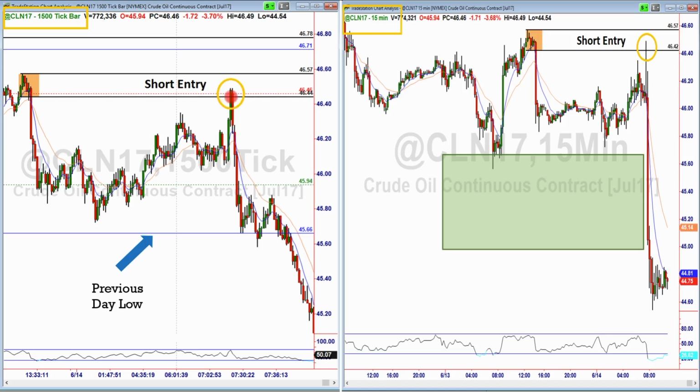The short entry was back up above 46.46, which was again corresponding with the previous close. So you can see the previous close right in here. It's not marked on here, but you can see that the previous close, 46.46, was up in this area. It was within this price structure. And we're seeing this on two different time frames.